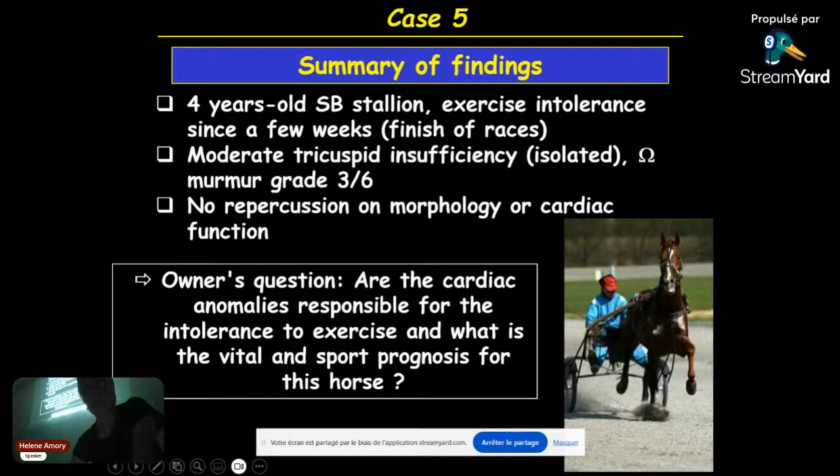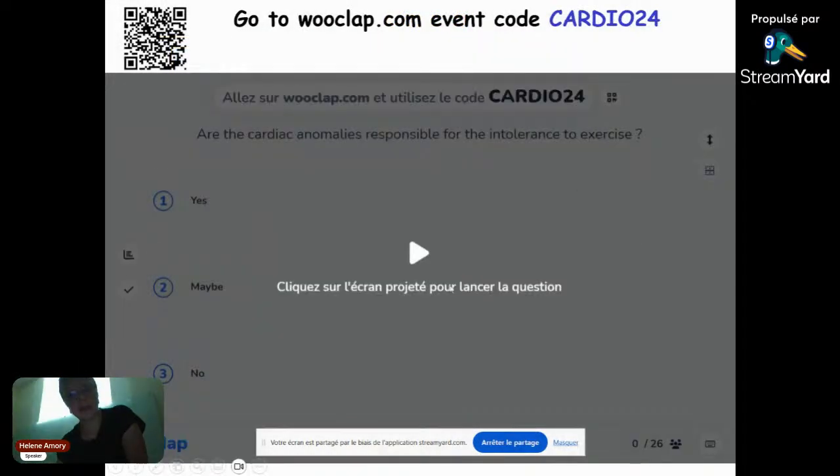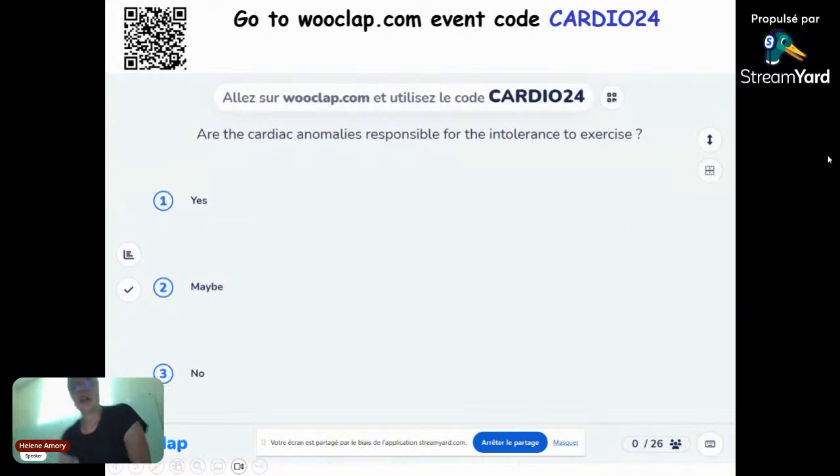What will be your opinion concerning the question of the owner? Is it the reason why this horse doesn't finish the races? Doesn't win? You think that the cardiac abnormalities are responsible for this exercise intolerance? Yes, maybe or no? Not a lot of proposals. What's your opinion?